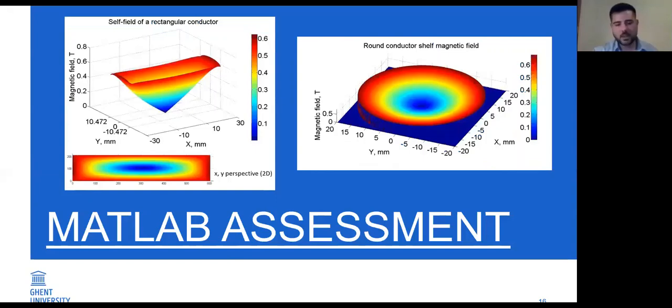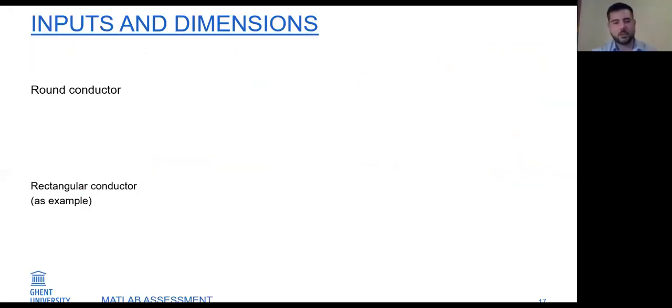Well, and now this is the MATLAB assessment that we use. Already with the critical current density, we calculate it for one conductor, but the point is that because there is a magnetic field in each conductor, it's not the same critical current density in each point of the section of the conductor.